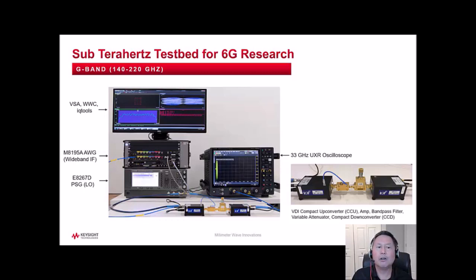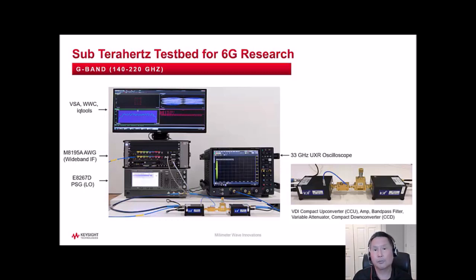VDI compact D or G band upconverters upconvert the 4 to 6 GHz IF from the M8195 to the desired sub-terahertz frequency band. These compact VDI upconverters use a ×6 multiplication factor for the LO frequency. On the receive side, the signal is downconverted with a compact VDI downconverter back down to a 4 to 6 GHz IF, then digitized with either a 33 GHz UXR multi-channel high-performance oscilloscope or an M8131A multi-channel AXI streaming digitizer.